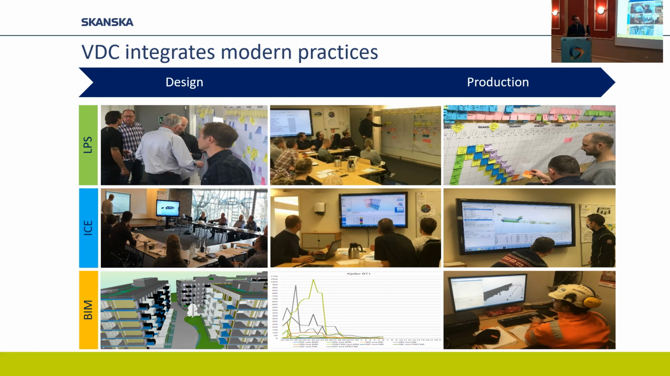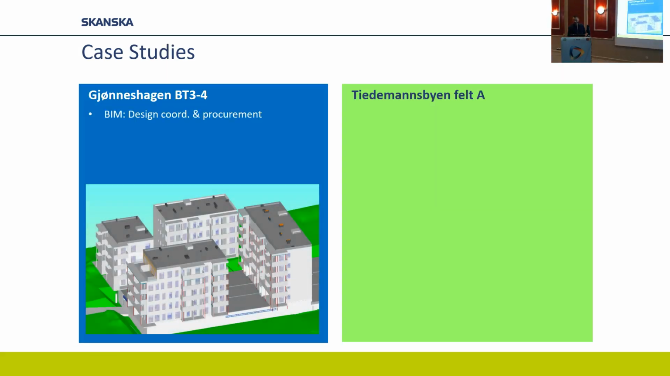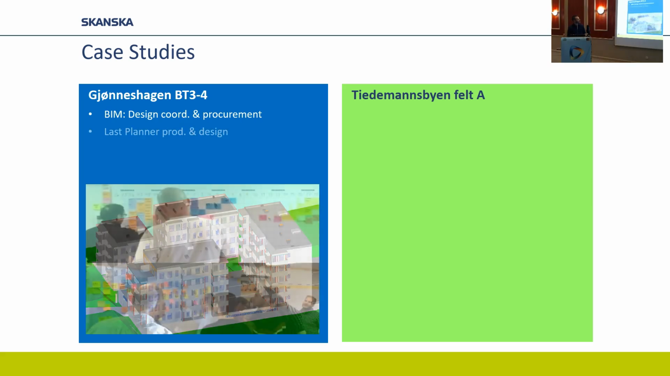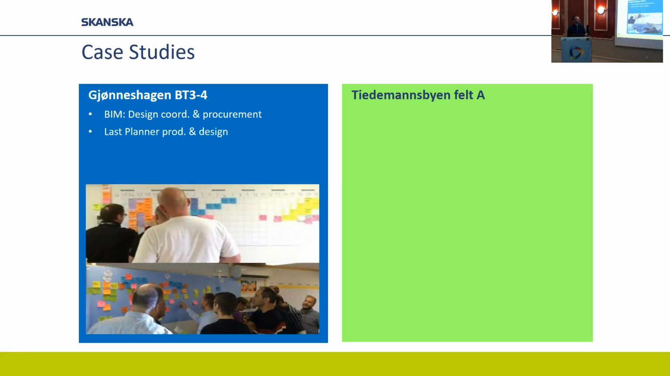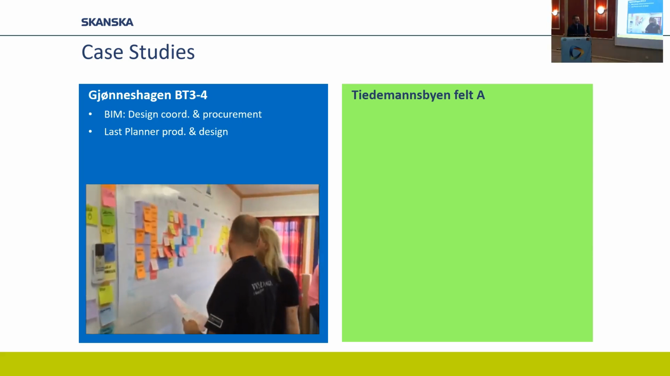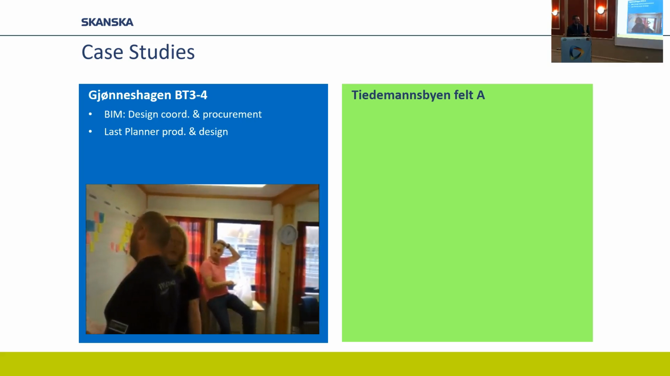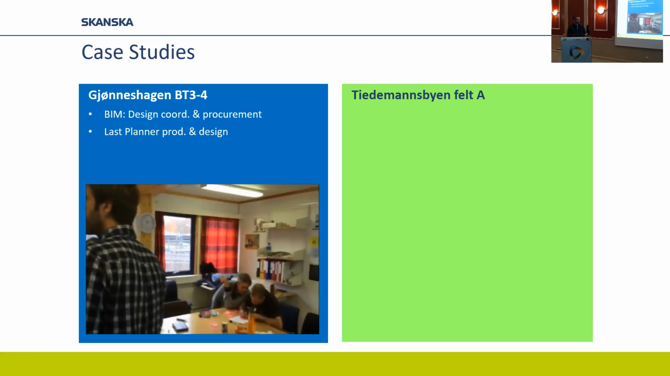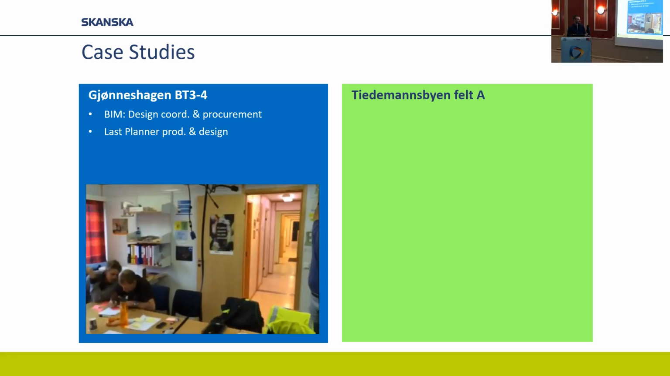We have 2 case studies, which I have to be quick about because of the 3 minutes. Untitled using BIM for design and coordination and procurement. They use last planner for production planning as well as design planning. Methods are pretty much the same, but there are a few small tweaks on how to do the sessions. This is a production team doing their production planning.